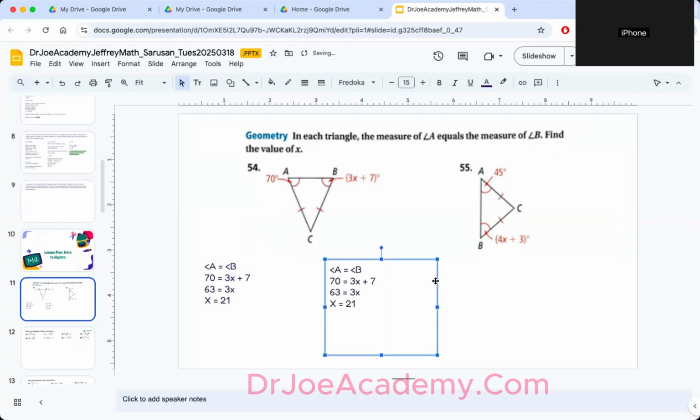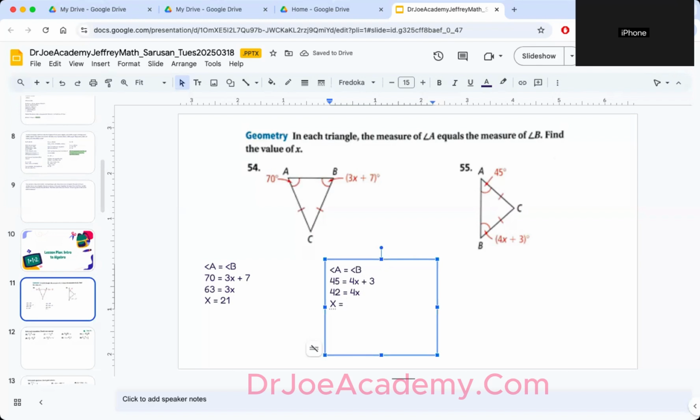So A and B equal the same thing on this one too, right? Yep. Okay, I'd have to do the same thing. Right, you just state the equation first. So 45 equals 4x plus 3. Yep, and then you move the 3 to the other side to make it minus 3. So 42 equals 4x. And then, oh, it's a decimal.